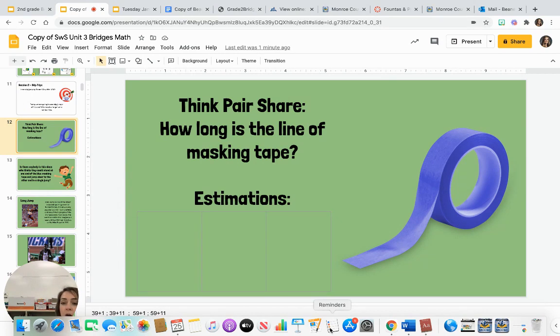So about how long do you think that is? I'm going to move my computer so you can see how long the board is. And then what are your guesses? Now I'm going to walk myself over here, but you have that line in your head. What are some estimations? How long do you think it is? All right.